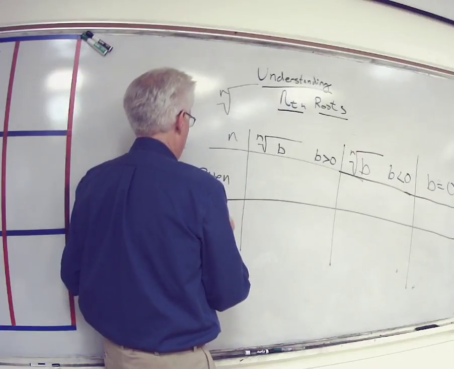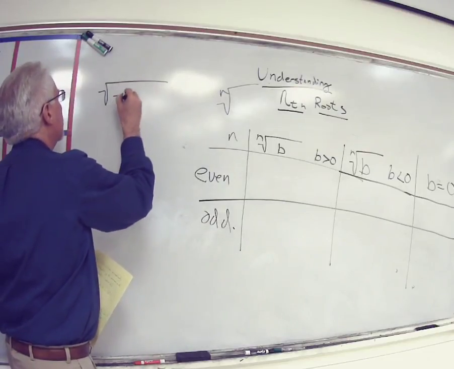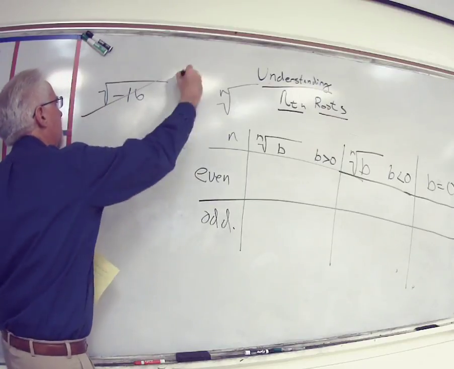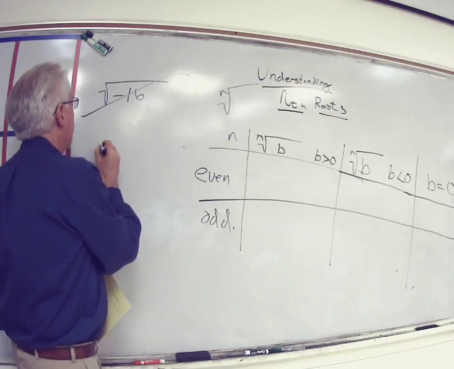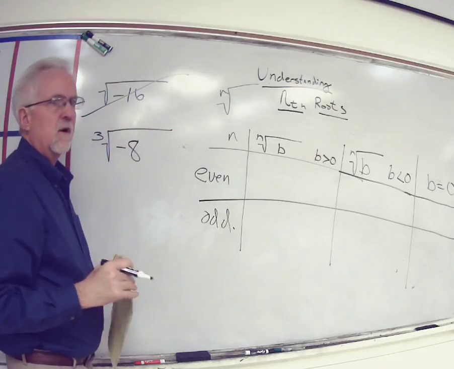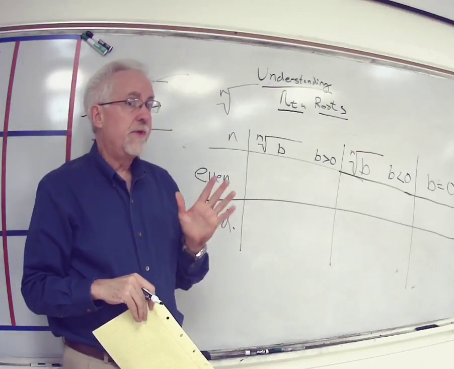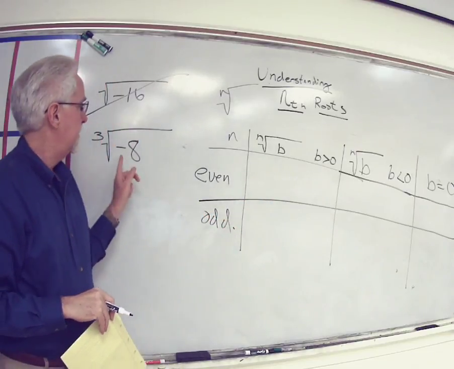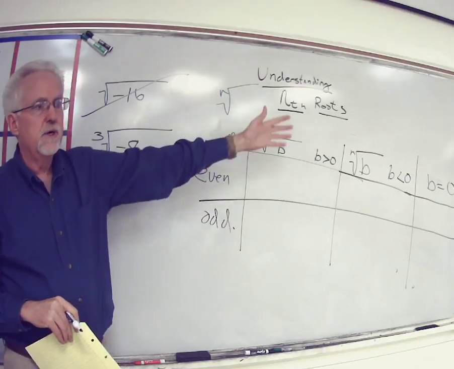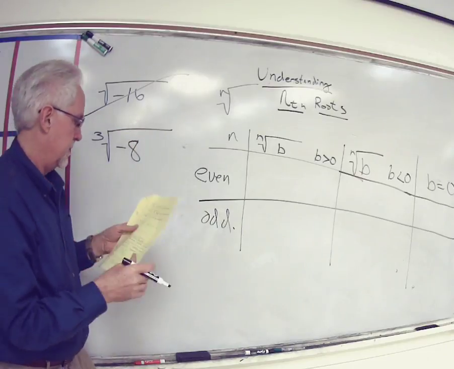Even or odd. And you got to be careful because you think, what happens if I have the square root of negative 16? Is there a real solution? No. So there's no real solution to that, okay? But what if I have the cube root of minus 8? Is there a real solution for that? Negative 2. Okay, so this is what you got to be careful of. Just because you see a negative under a radical, you don't automatically say, oh, no real solution, right? Because the odd ones, there is a solution, okay?